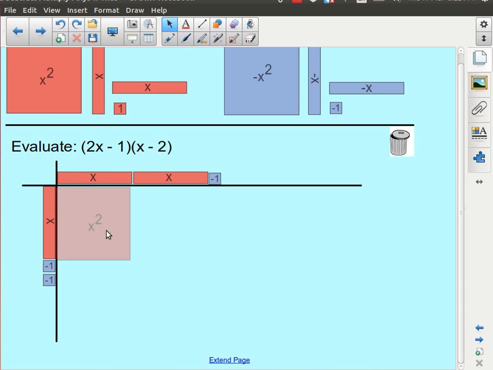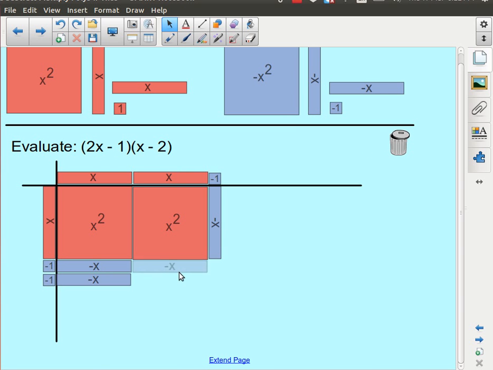Positive x times positive x gives me a positive x squared. Positive x times positive x gives a positive x squared. I've got a negative 1, a short side, and a long side. So that's red and blue, a positive and a negative. That's going to make a negative. But you have to make sure those edges line up properly. I've got a blue and a red and a blue, and a red and a blue there. So that's going to give me a negative, positive and negative.